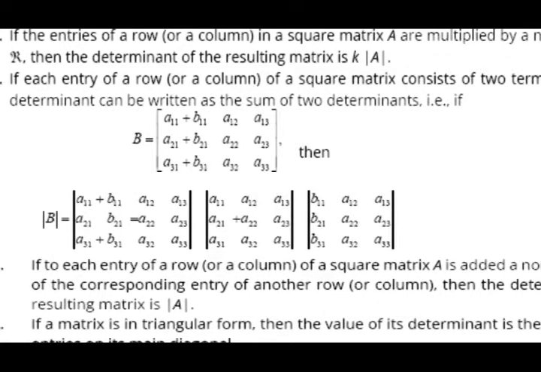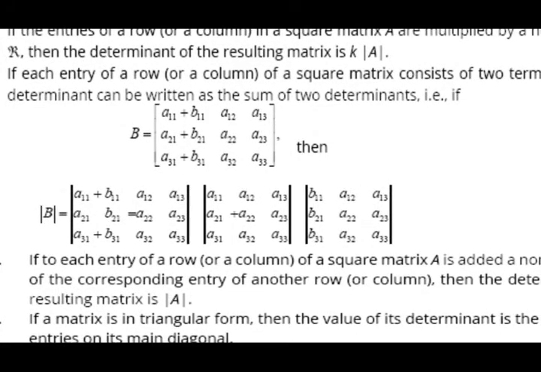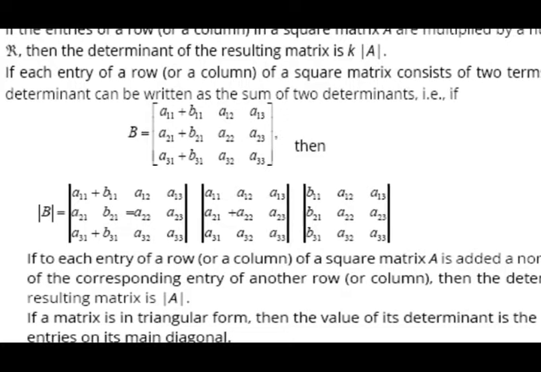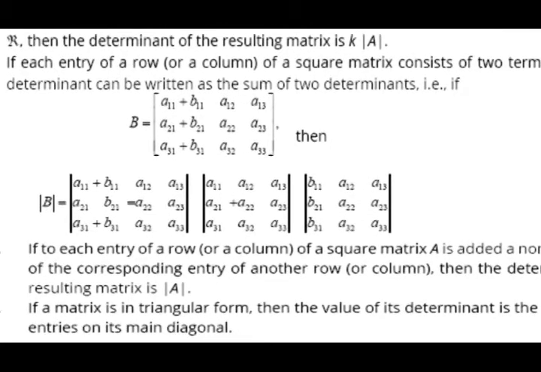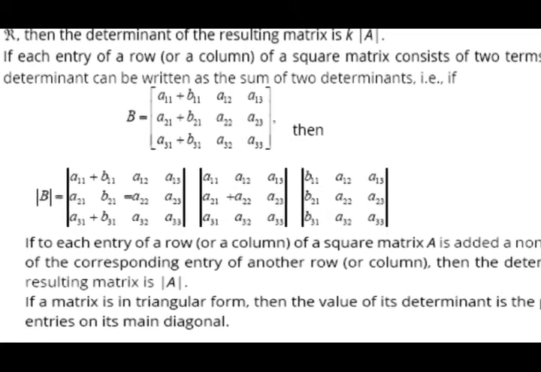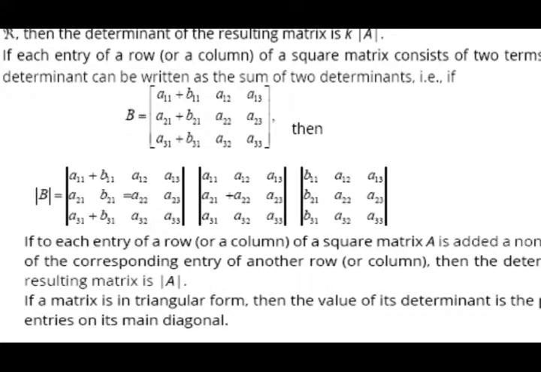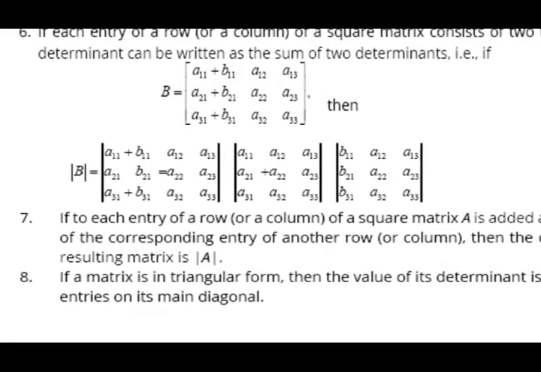If we take a11 plus b11, we write a11 in the first determinant and b11 in the second determinant, and the original determinant is equal to the sum of these two determinants. The signs are missing. First we write the determinant equal to these two determinants with the sign of plus.